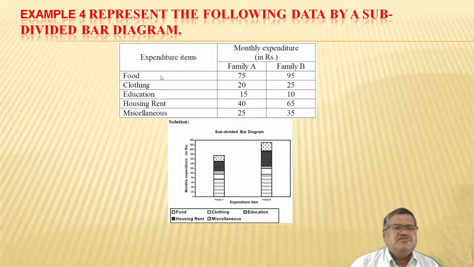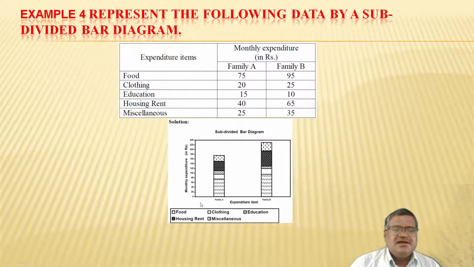Expenditure items: food, clothing, education, house rent, miscellaneous. Family A, family B. Monthly expenditure for 2 families is taken. Food is 75 units, in rupees. Clothing 20. Education 15. This is for family A. This is for family B.